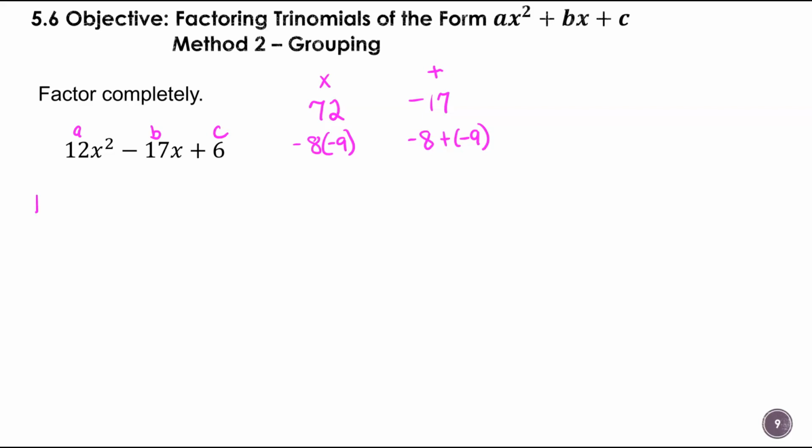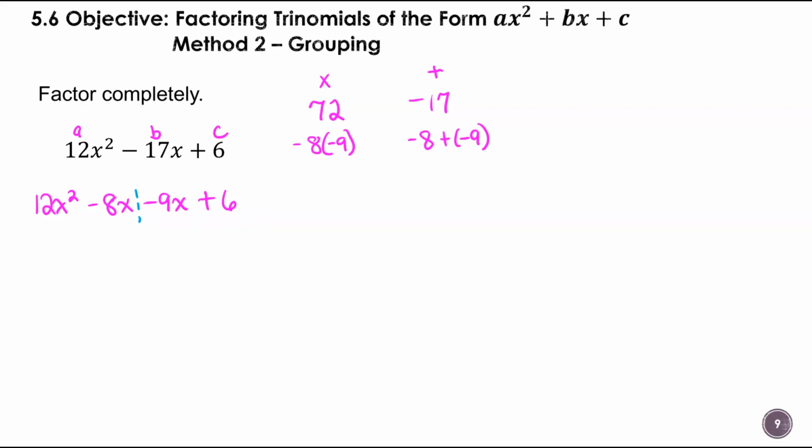Okay, so here's the AC, or the grouping method, right? I'm going to replace negative 17x with negative 8x and negative 9x. And you guys, it doesn't matter which order you put those in. The negative 9x could come first or second, right? It doesn't matter, because if you found the right 2 numbers, then it's going to factor properly.